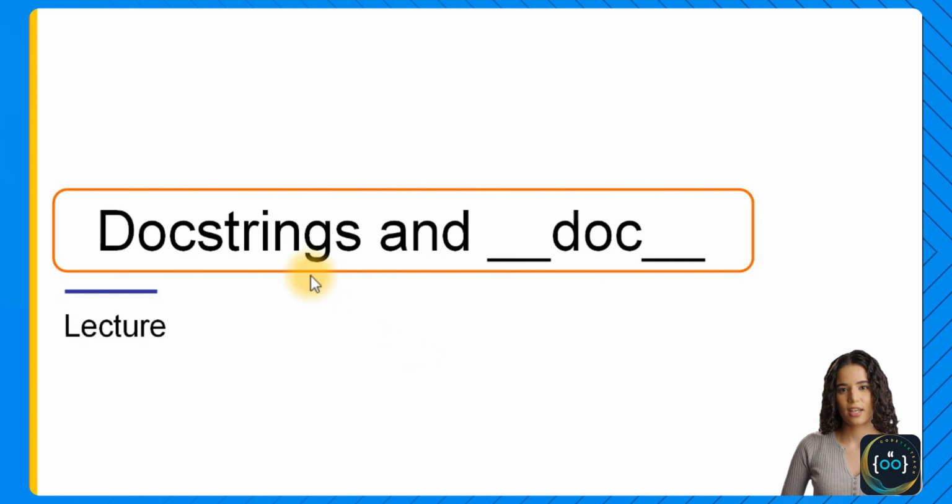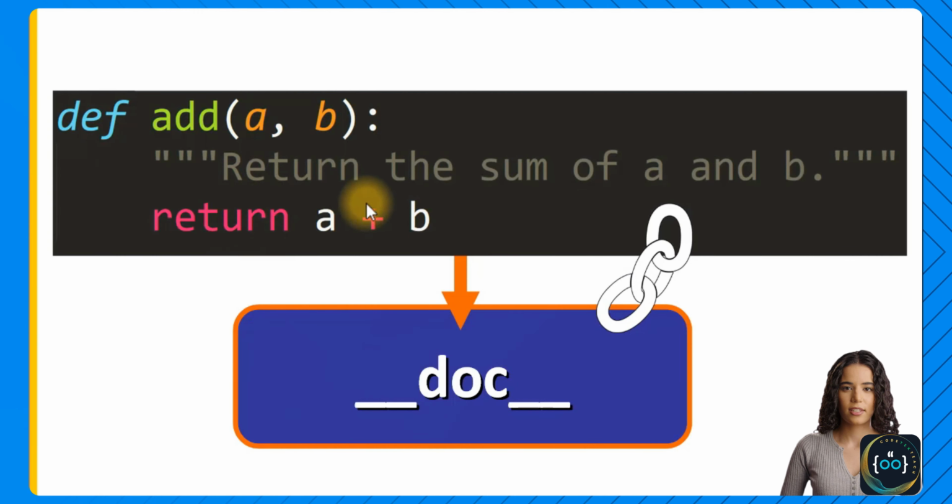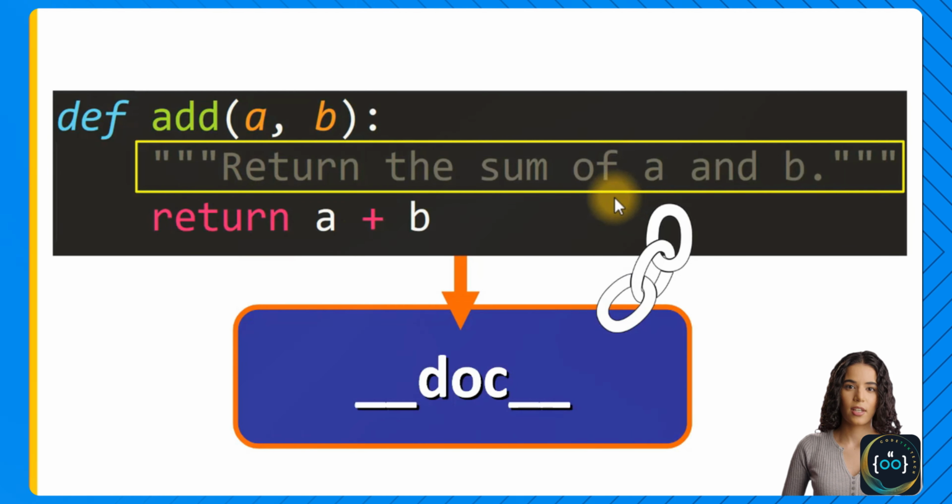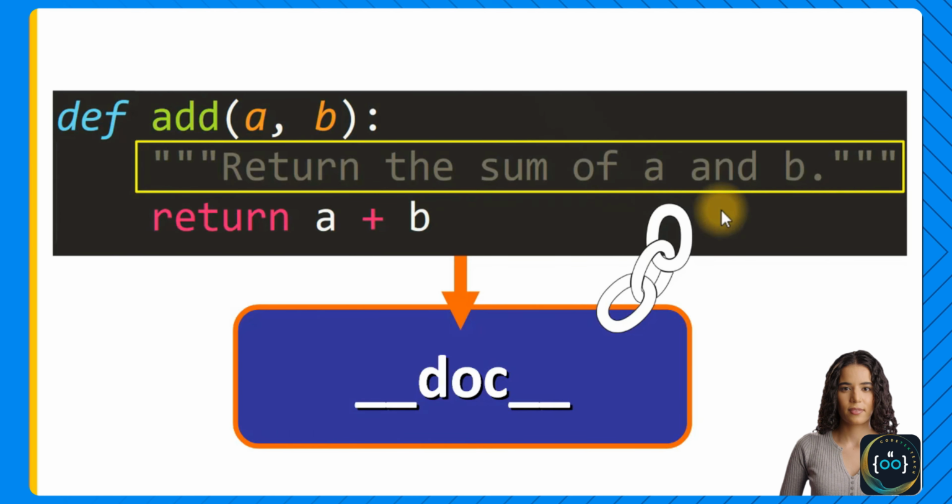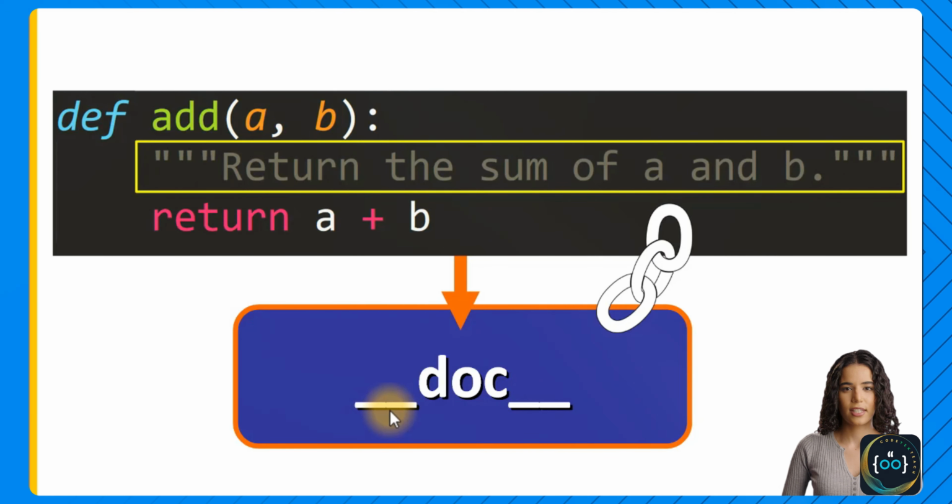Now let's see how docstrings are related to the special attribute doc. You will see that doc is actually what links docstrings to the corresponding element in the code. When you write a docstring as the first element of a function, method, module, or class, that docstring is automatically linked to that element through the doc attribute. This is a special attribute because you can see that right here we have 2 leading and 2 trailing underscores. This is what we call a special attribute.